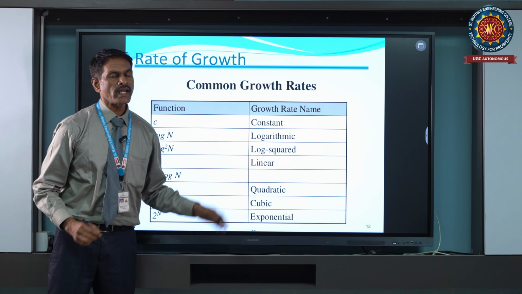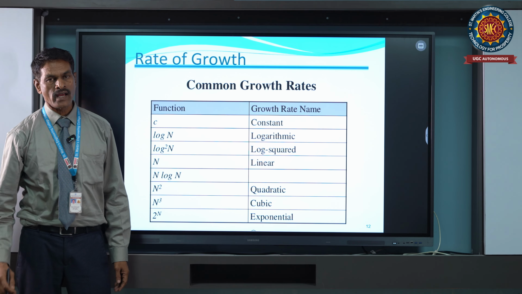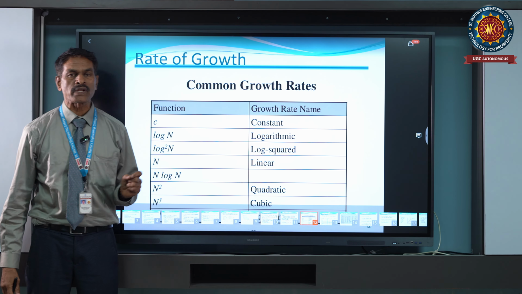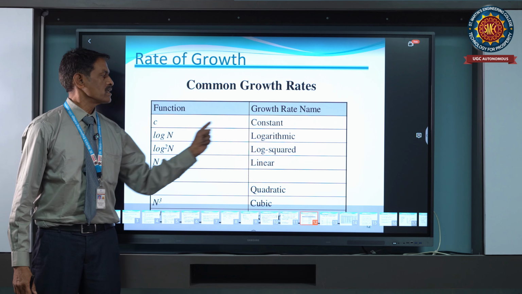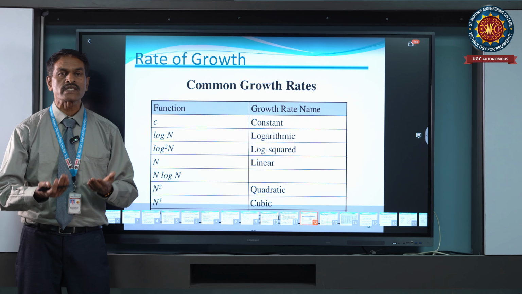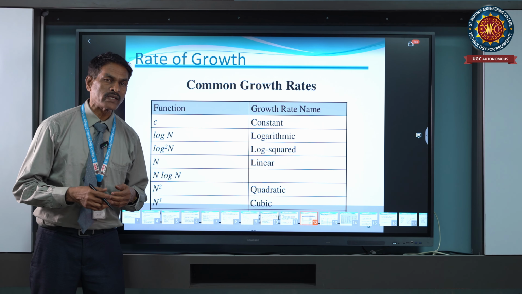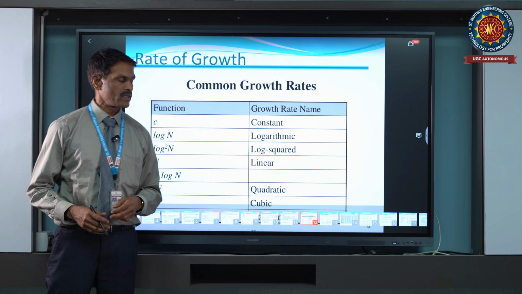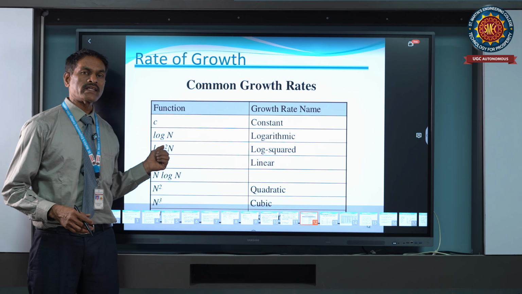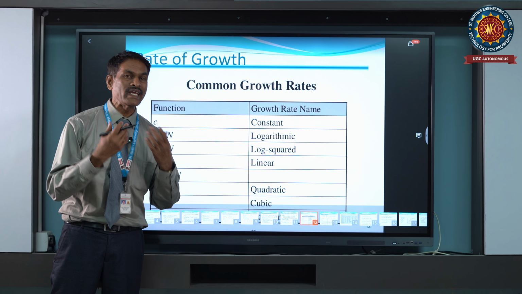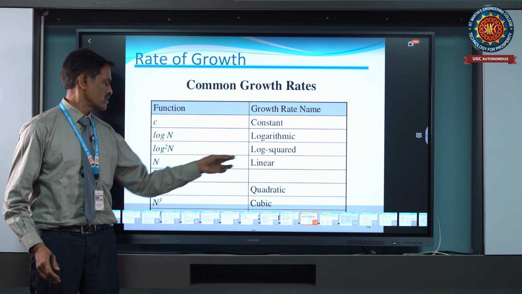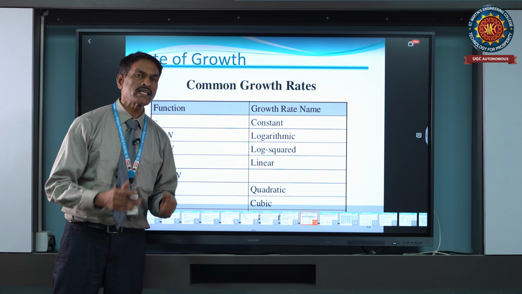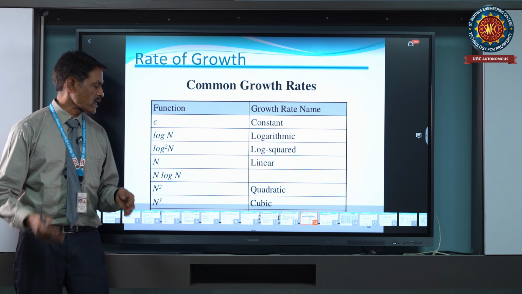Here are the growth rates of the given mathematical terms. Constant is the highest priority. Next is log n, logarithms, the second one. Next is log square n, the third one. Next is n, linear, as in linear search type applications. The fourth is n log n, mostly sorting type or searching type. So n log n is the mechanism we are using.